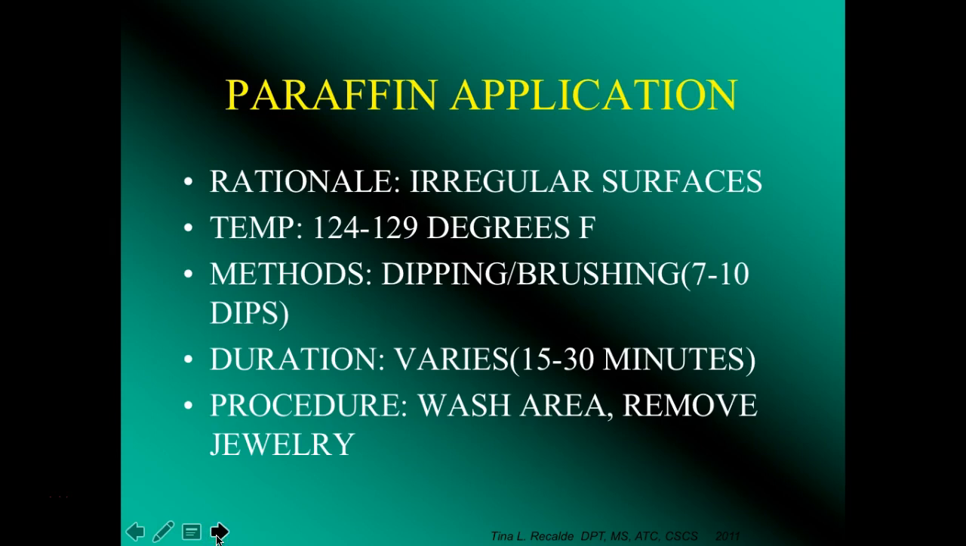So then for your paraffin application, you're going to use that versus heat for those irregular surfaces, such as your hands, your elbow maybe, and your feet. The temperature for this is between 124 and 129 degrees Fahrenheit. Again, there's a thermometer, and you want to check that to make sure that wax is at the right temperature. You never put wax back into the machine. You want to make sure you keep the wax to the correct level when you're taking care of it.